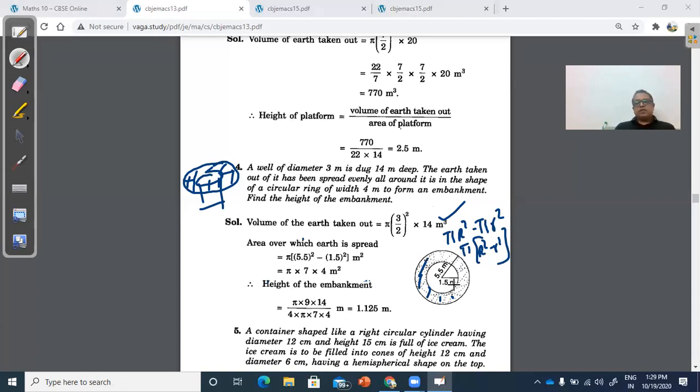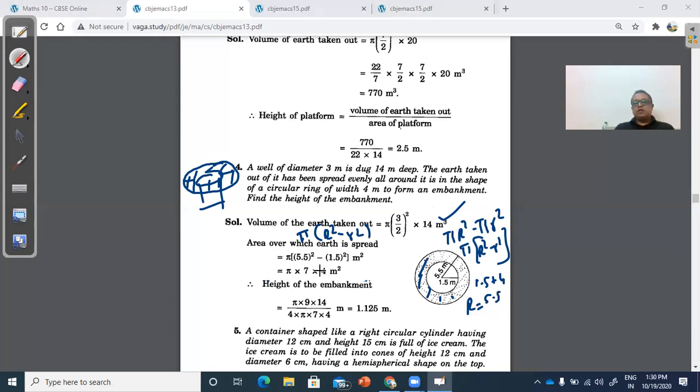So we get 1.5 was the inner diameter and then the width of the embankment is 4. So 4 plus 1.5, you are going to get the outer radius as 5.5. So that's why we are taking pi R square minus r square. So capital R, we are taking 5.5 minus 1.5 square. So a square minus b square, you can apply a plus b, a minus b formula. So a plus b, 5.5 plus 1.5, you will get 7, and 5.5 minus 1.5, you will get 4.